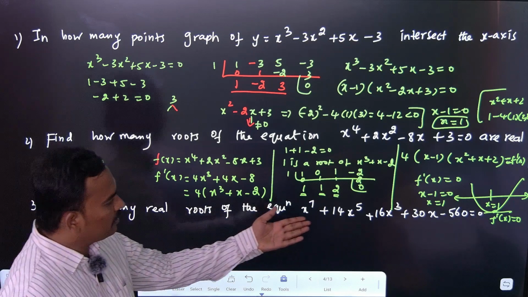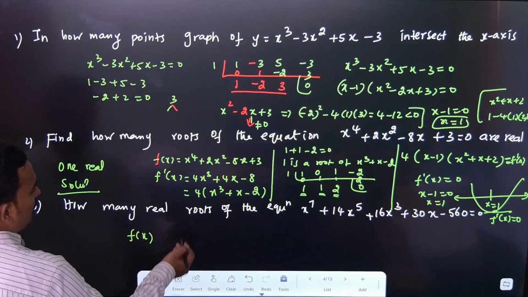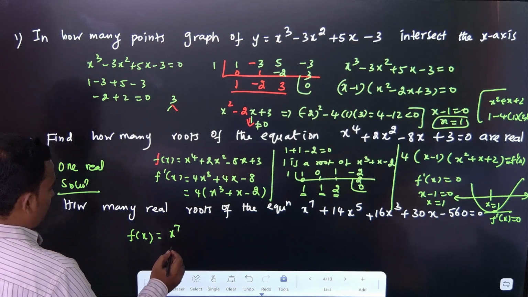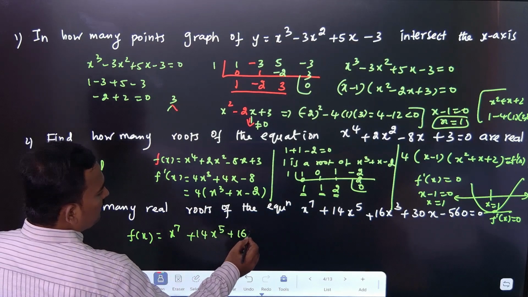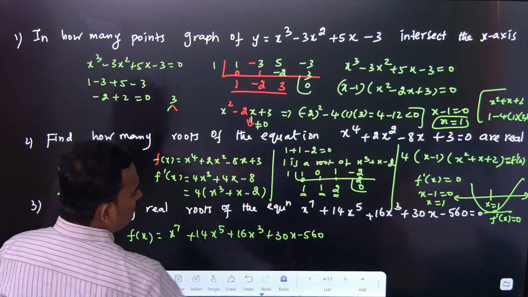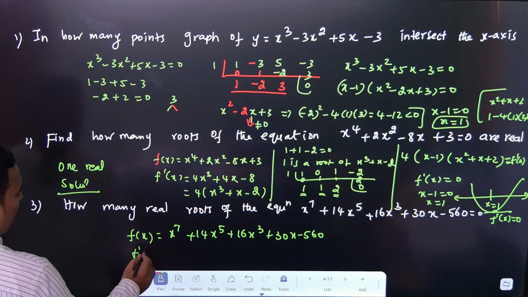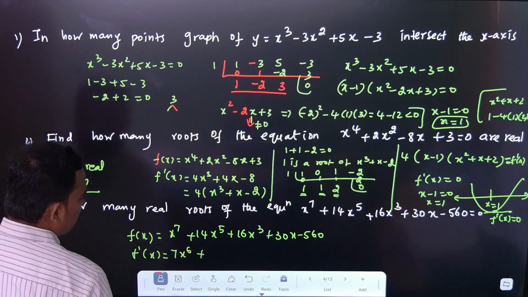Next, how do we check this one? Let us consider this is f of x. How many real roots does the equation have? x power 7 plus 14x power 5 plus 16x cube plus 30x minus 560, right? You can differentiate this function. You will get 7x power 6 plus.